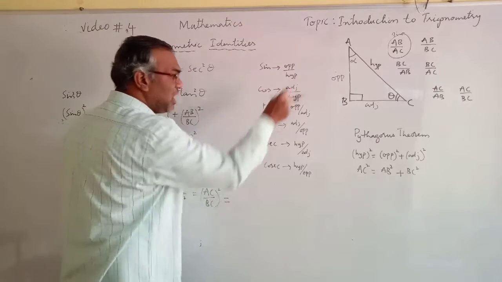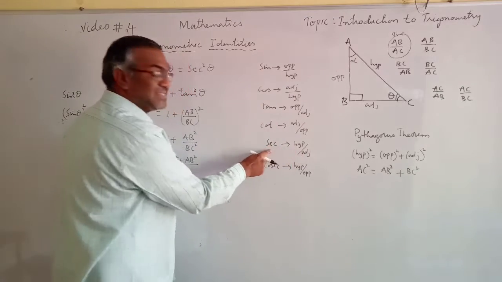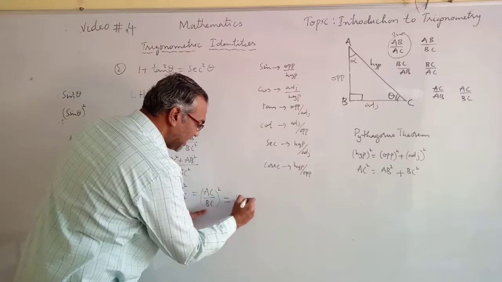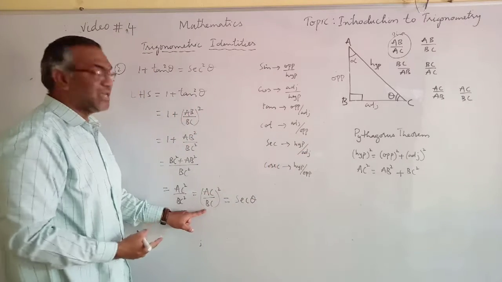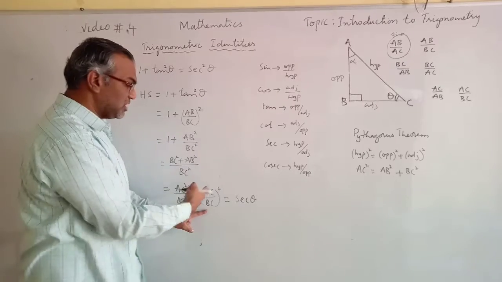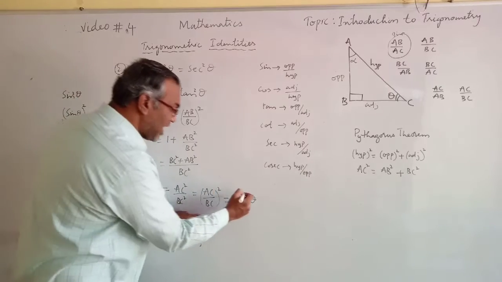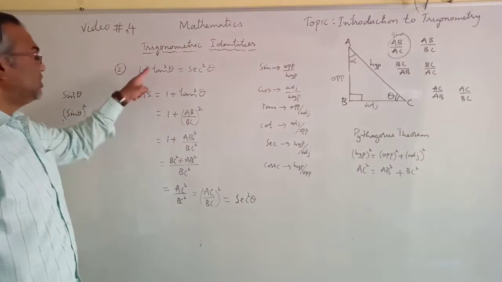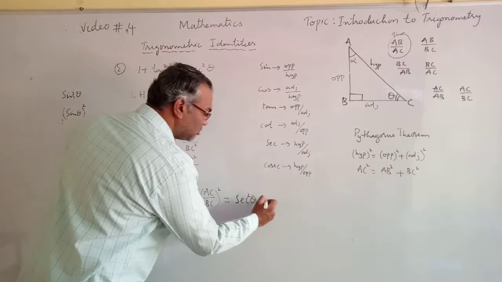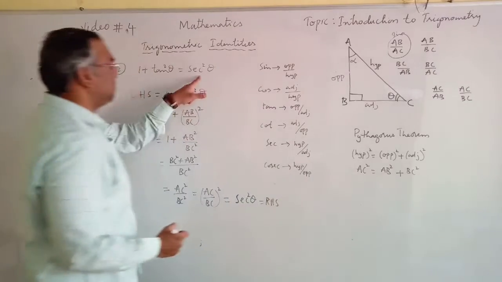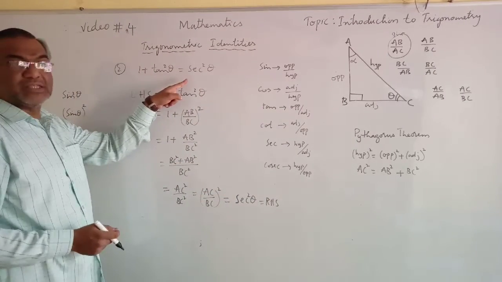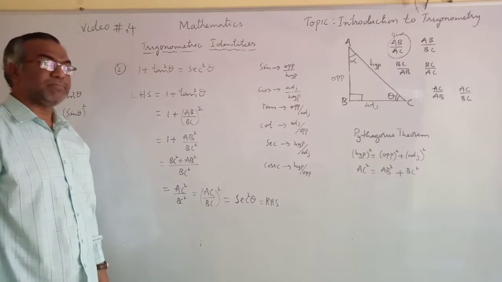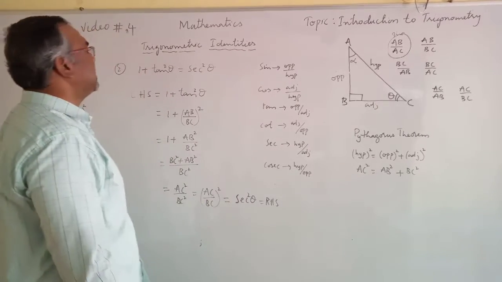If you observe carefully, hypotenuse divided by adjacent is sec. So I can write it as sec theta. But it has a square, so this will also have a square. Sec square theta. Now see, we got RHS. We got it. 1 plus tan square theta is equal to sec square theta. This is the second identity.